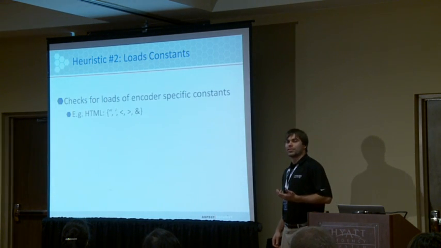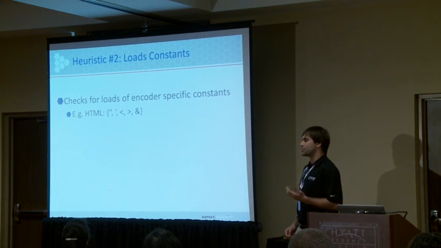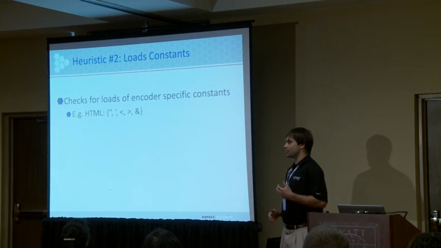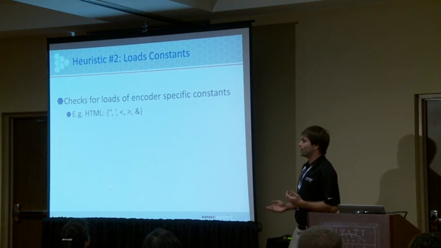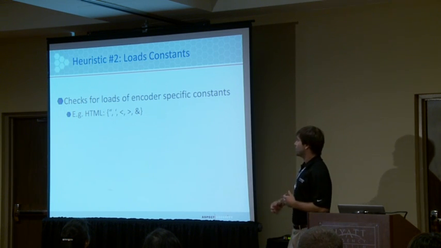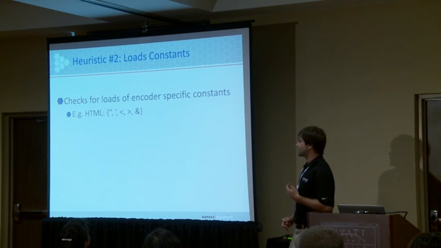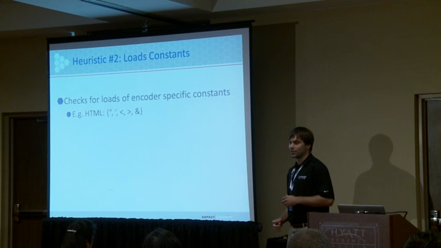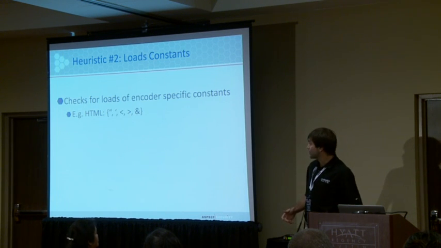The second one is we looked at whether these methods load certain constants that are going to be used for encoding. So for HTML, if you want to encode things, you need to load those things to do checking against. So in HTML, we look for quotes, less than, greater than, ampersand, and similarly for other encoder types.